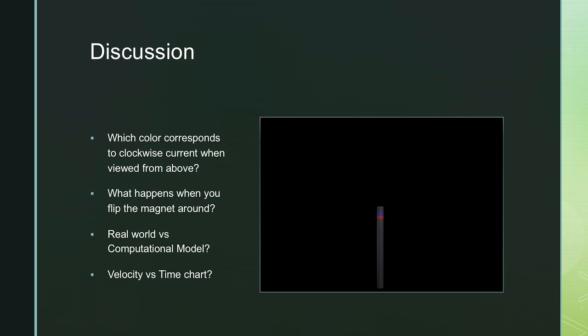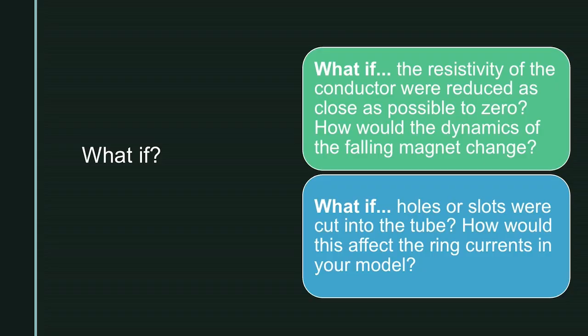The final question is, how does the velocity versus time chart look? The shape of the velocity versus time graph tells us that the velocity decreases over time, and this allows us to infer that gravity could be stronger than the magnetic force on the magnet. Moving on to the assigned what-if questions.